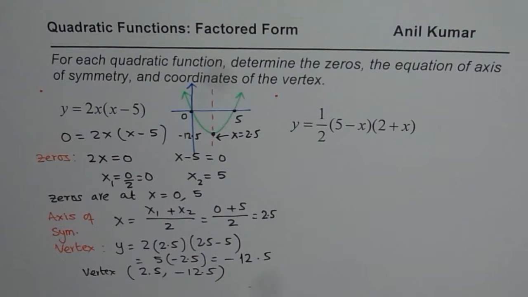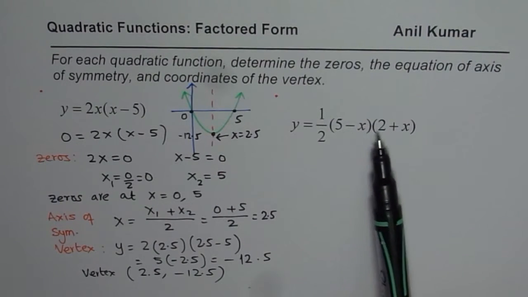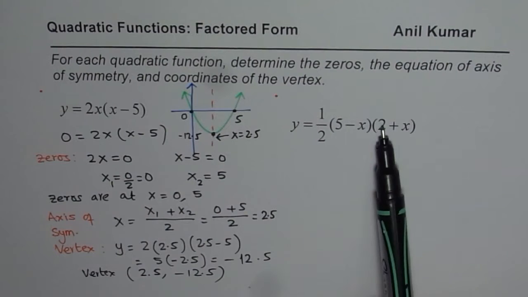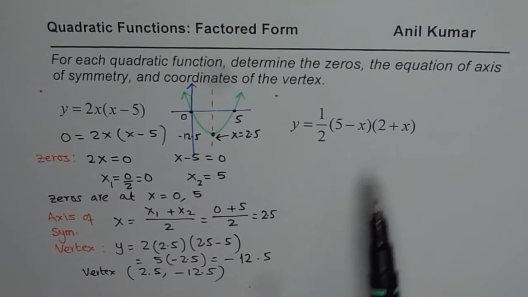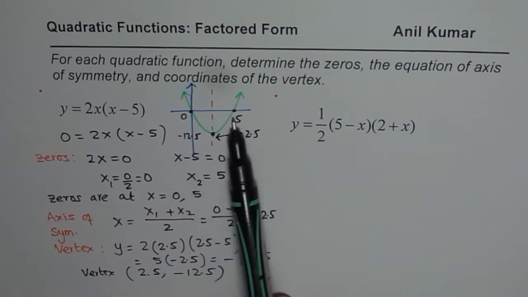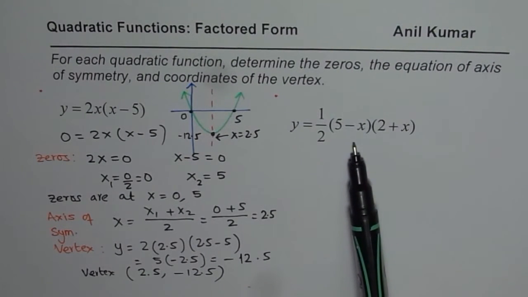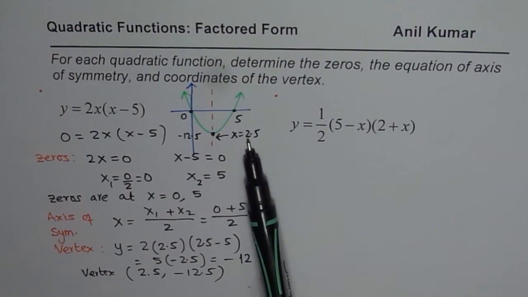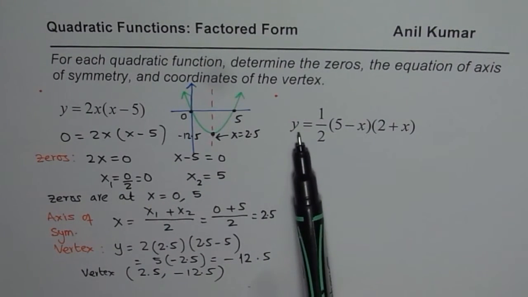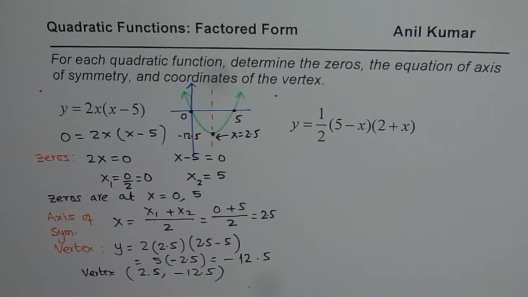I hope you have understood the process. I'd like you to answer part 2 of the question yourself. Follow the steps. First find the zeros by equating each factor to 0. Then find the axis of symmetry, which is the average or mean value of those two zeros. Once you get the axis of symmetry, substitute x equal to that value in the equation to find the y value and get the vertex. Correct? I hope that helps. Thank you and all the best.